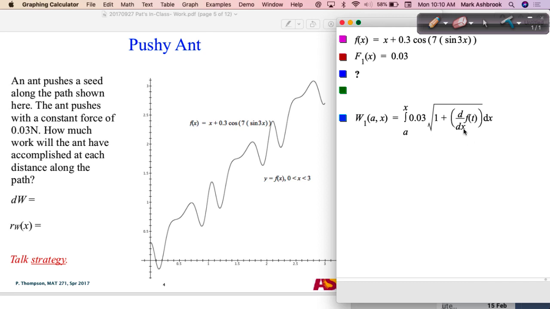So as I'm typing this in, see if you agree with him. Do you agree with this? Do you agree with that? Does that get the work done, the accumulated work done by the ant as a function of horizontal distance covered by the ant? Yes? There's one nod. Got a couple thumbs up, okay.